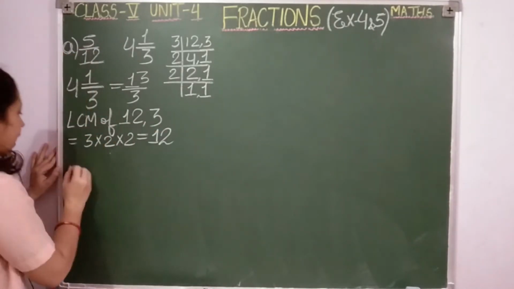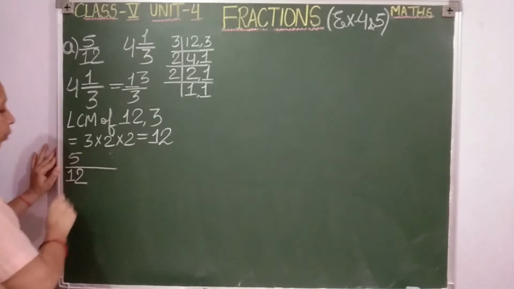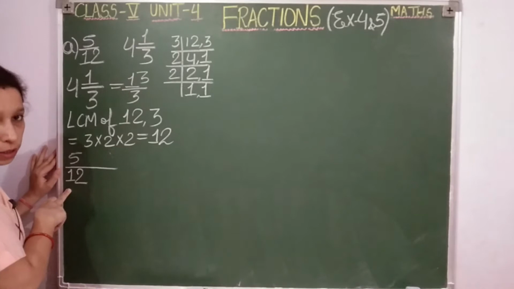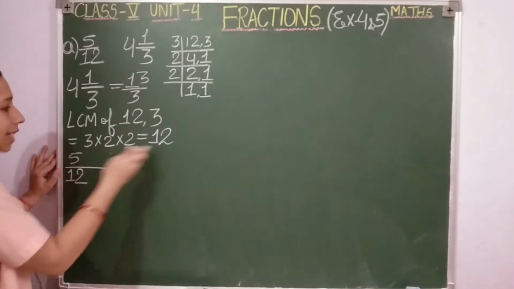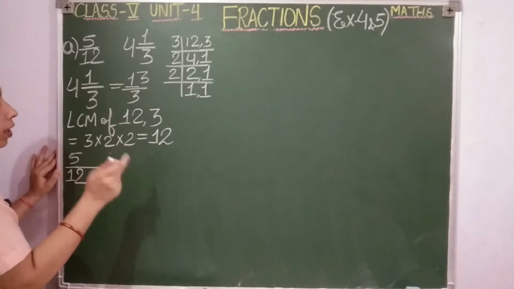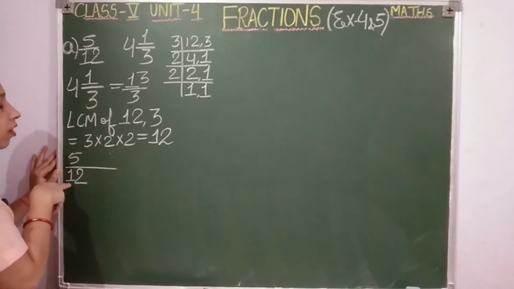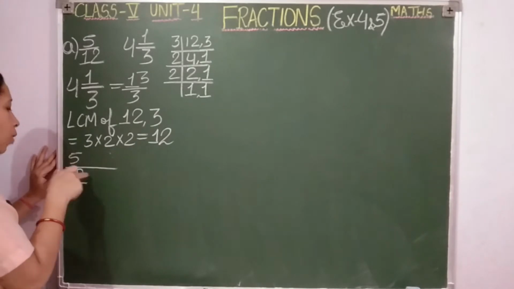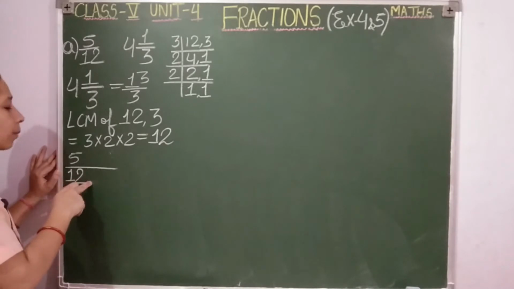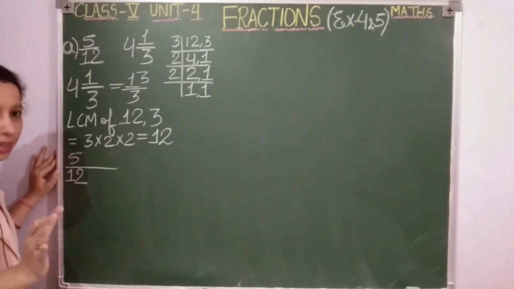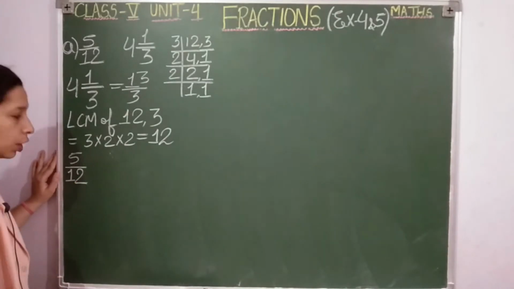Now let us take our first fraction, 5 by 12. What is the denominator here? 12. I want to make it equal to 12, meaning I now want the same denominator for both the fractions. LCM is 12. But here you can see my fraction already has 12 as the denominator. So either you can show it by multiplying by 1, or you can leave it like that only, because it has the same denominator, 5 by 12 only.